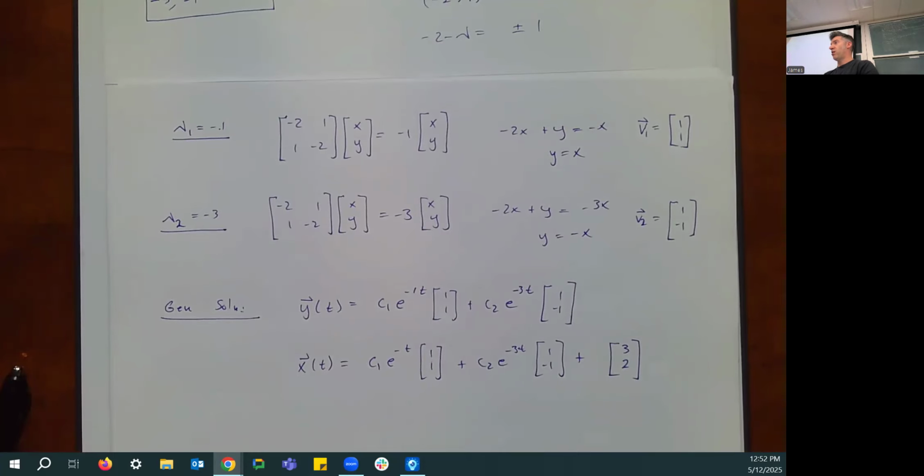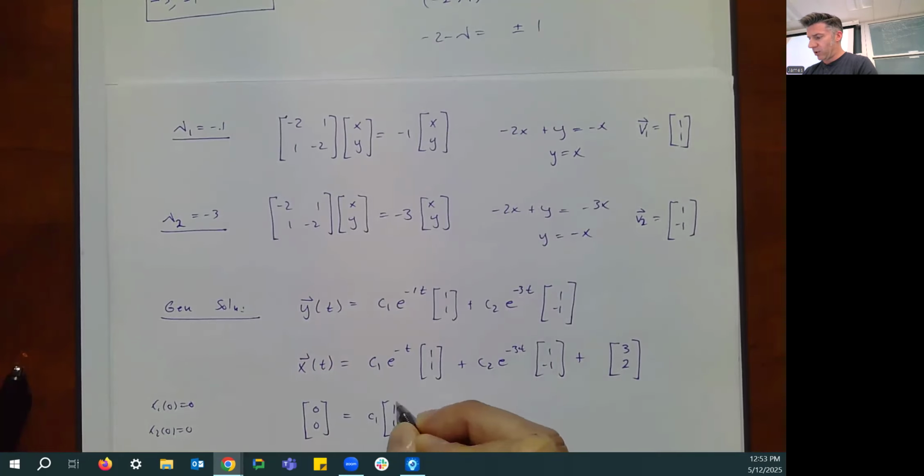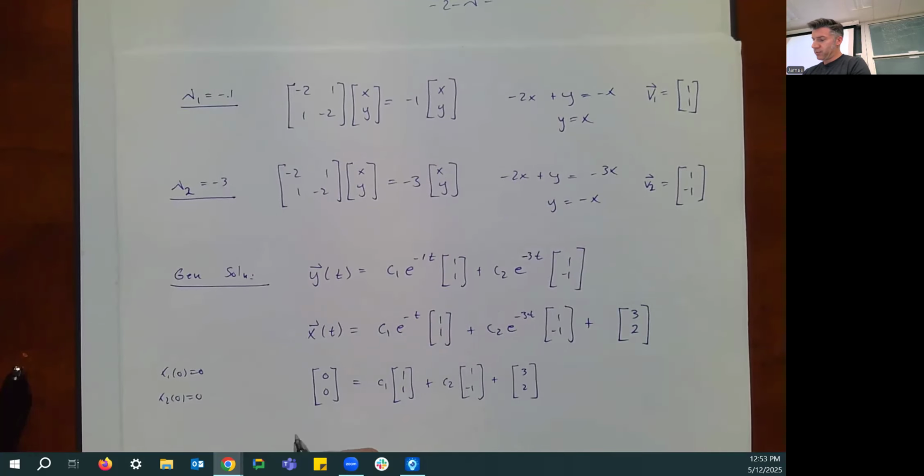So let's go ahead and find our C values. We have our initial condition, which again was that x1 of 0 equals 0 and x2 of 0 equals 0. So we plug in 0 for t and for x1 and x2. We get 0, 0 equal to c1 times e to the 0 times 1, 1 plus c2 times e to the 0 times 1, negative 1 plus 3, 2. So then this ends up becoming the equation c1 times 1, 1 plus c2 times 1, negative 1 is equal to negative 3, negative 2.